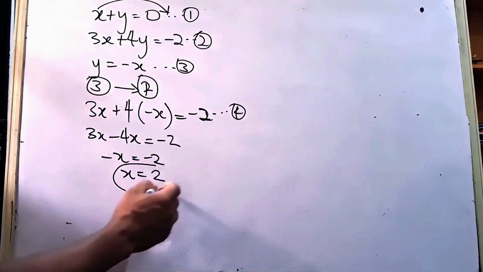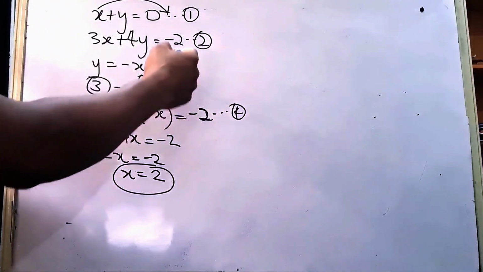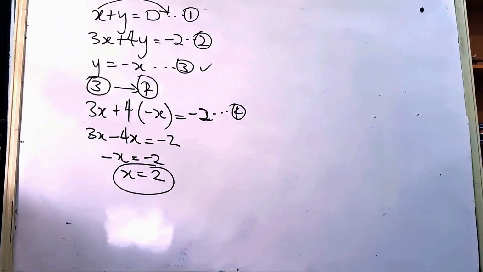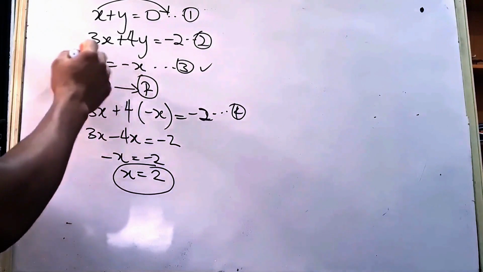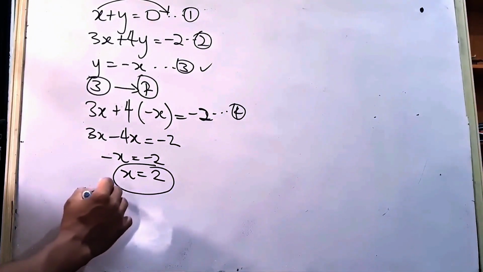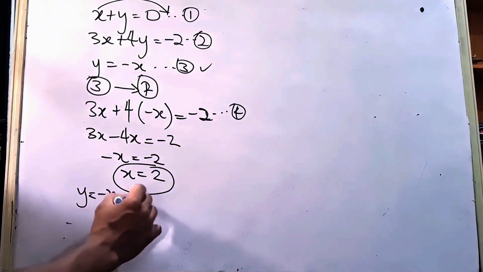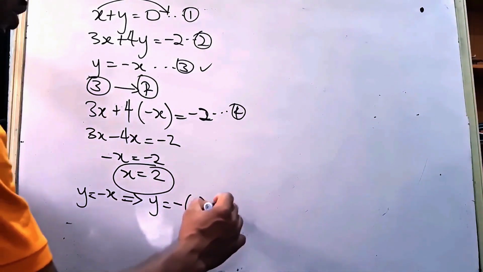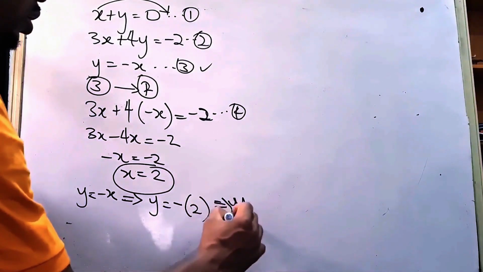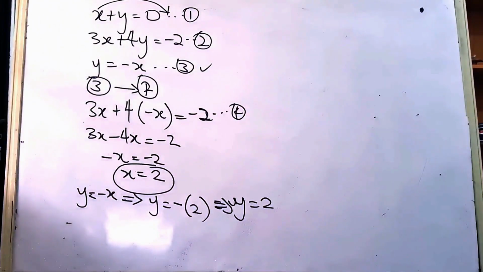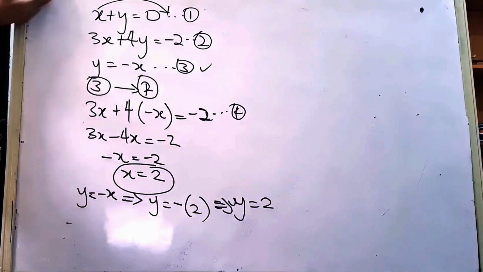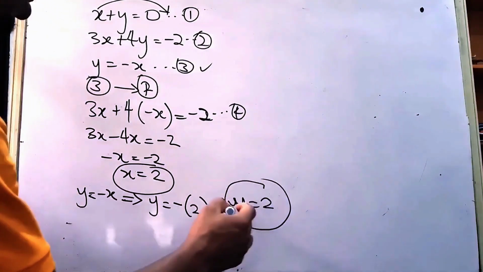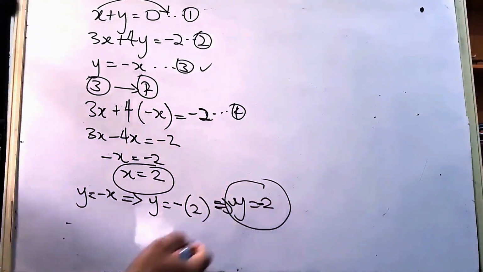Now we take this value and substitute it back into any of these equations. I choose equation 3 because it's easier to deal with. So from equation 3, y is equal to minus x, which implies that y is equal to minus 2. So our solution is that x is equal to 2 and y is equal to minus 2.